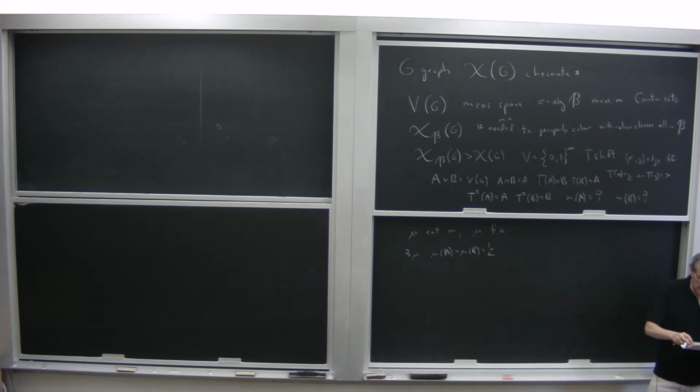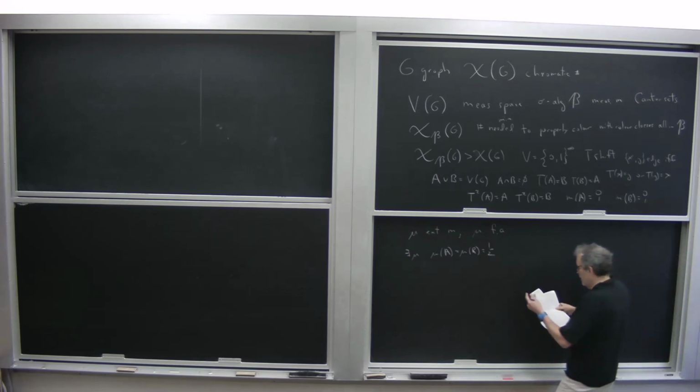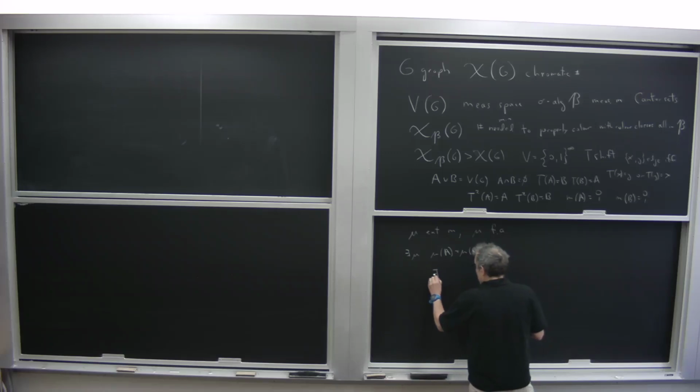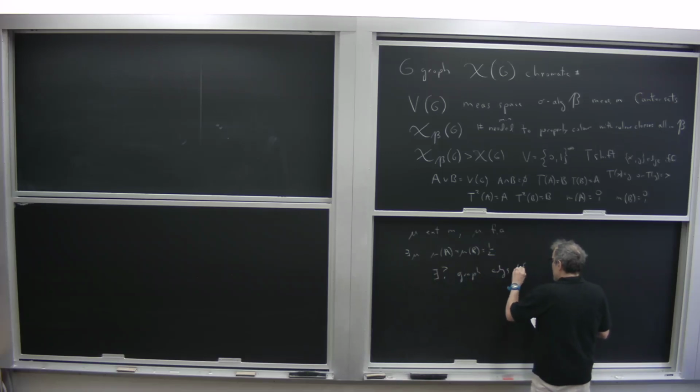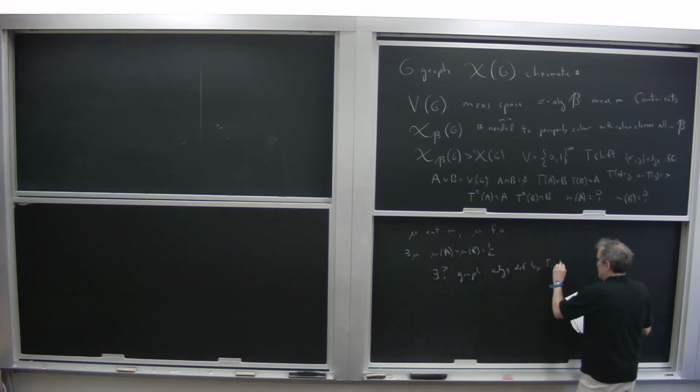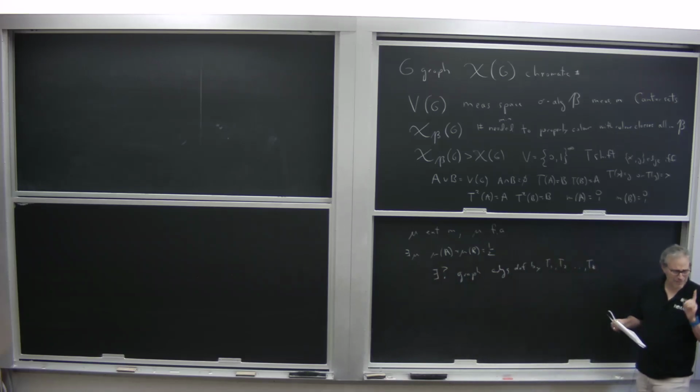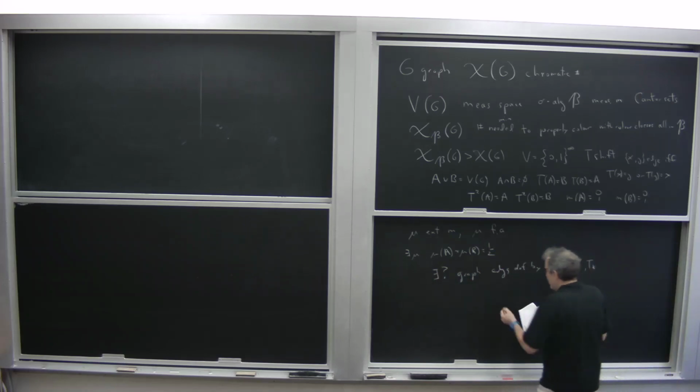So the natural thing to do is to look at what happens in a non-amenable action. So does there exist a graph for the edges defined by T1, T2, up to TK? That's the point. I'm not using a single T, I'm using a variety of T. And then you're absolutely right. That's a whole different thing.